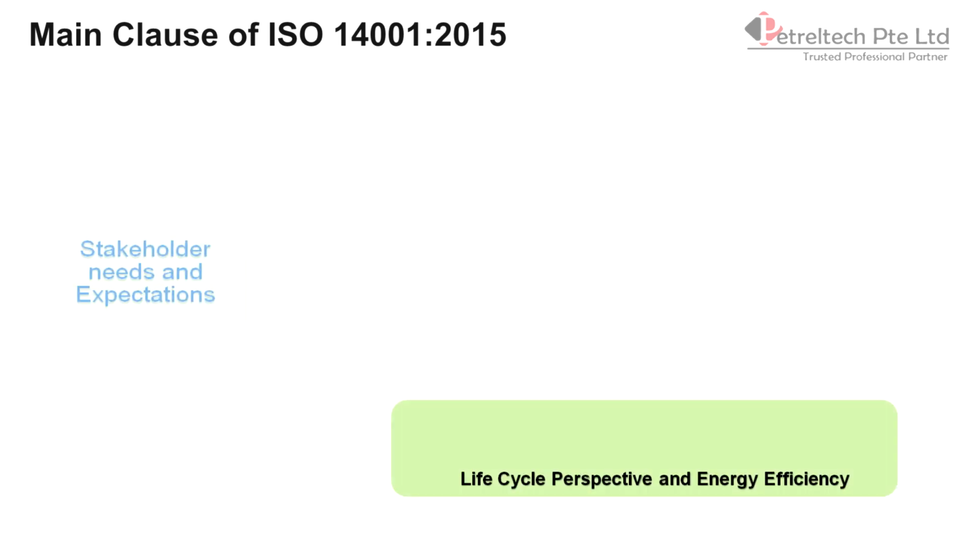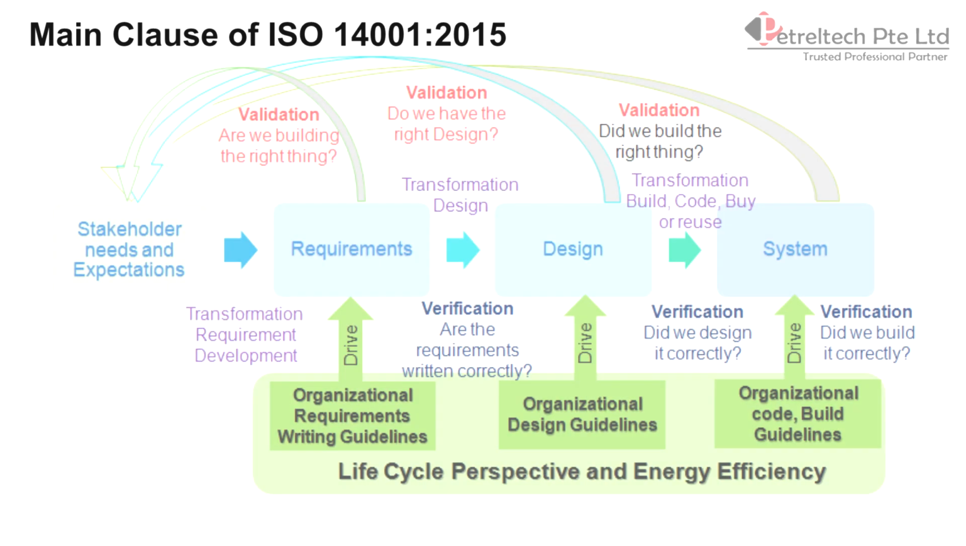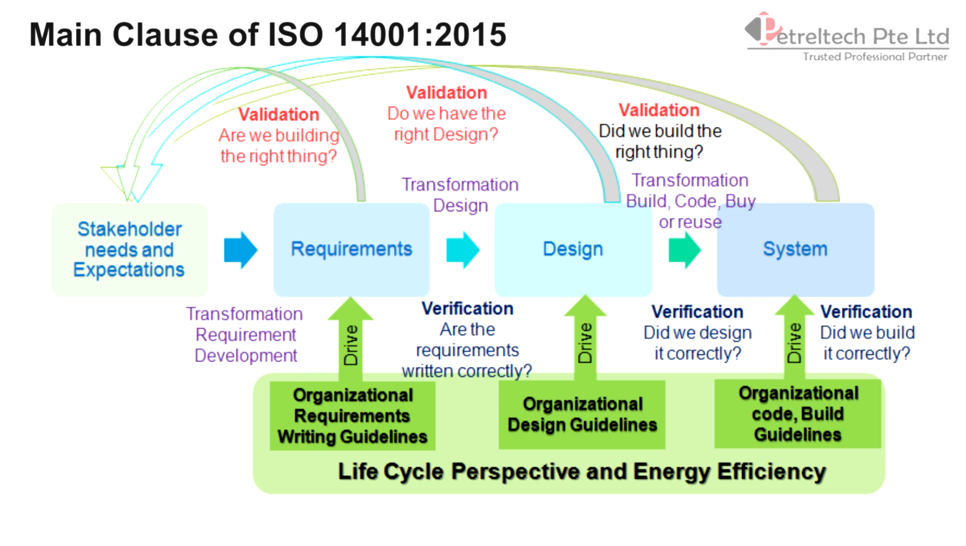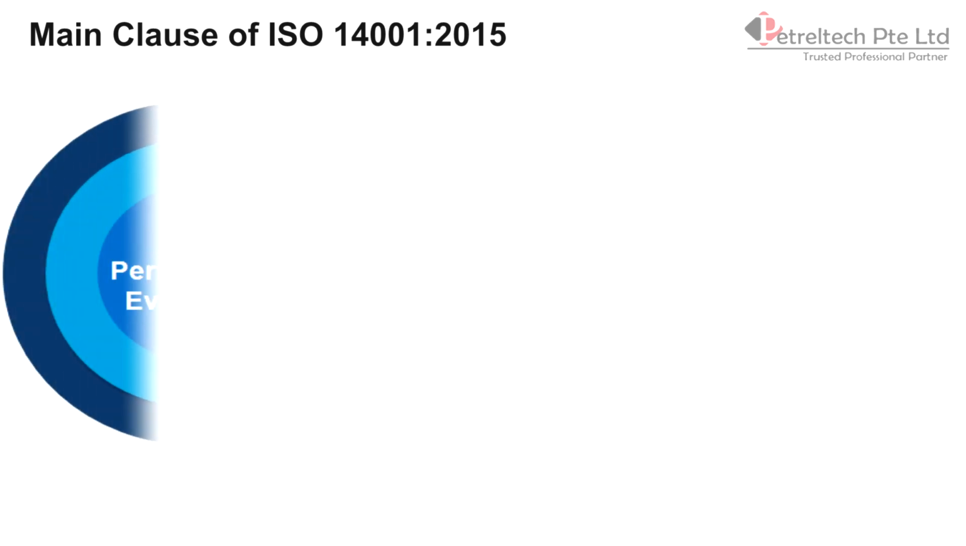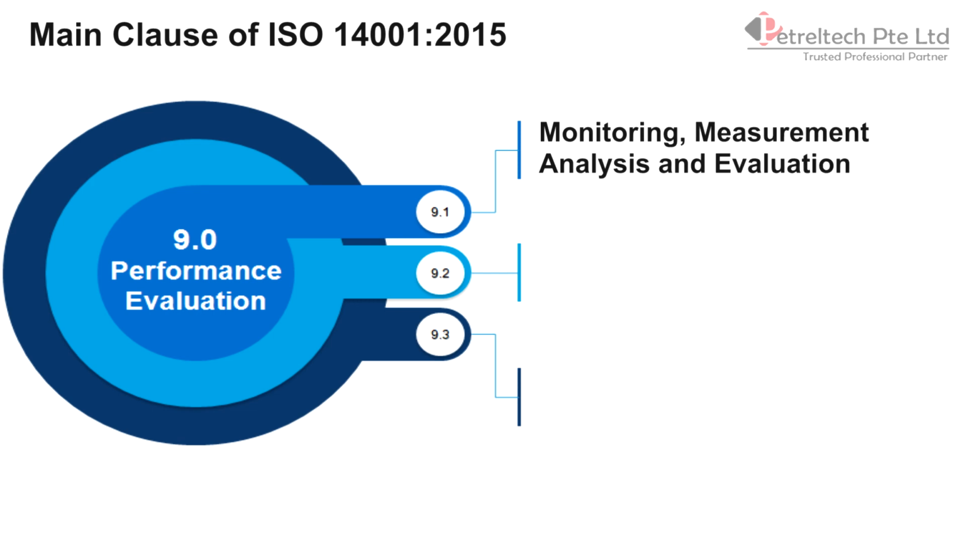Overall, the design of ISO 14001-2015 provides guidelines to form a system that is structured to cater to the requirements of stakeholder needs and expectations to drive life cycle perspective and energy efficiency, as pictured here. Clause 9.0, performance evaluation, provides guidelines to monitoring, measurement, analysis and evaluation, compliance, and management review.